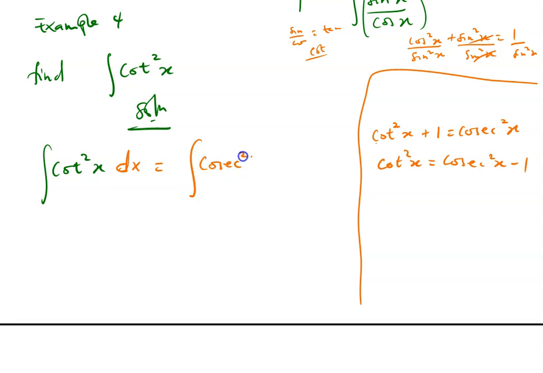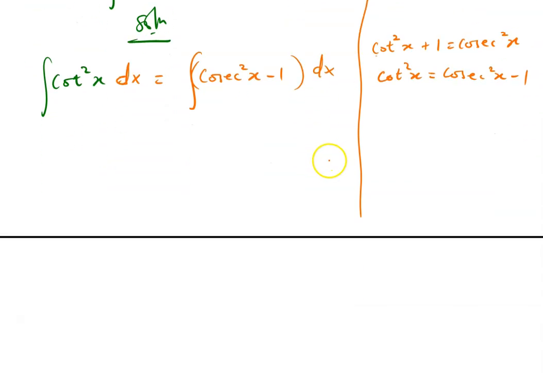Cosec squared x minus 1 dx. So with this, I now have the integral of cosec squared x. Let me expand it straight away. I'm expanding the integral symbol. So the integral of cosec squared x dx minus the integral of 1 dx.